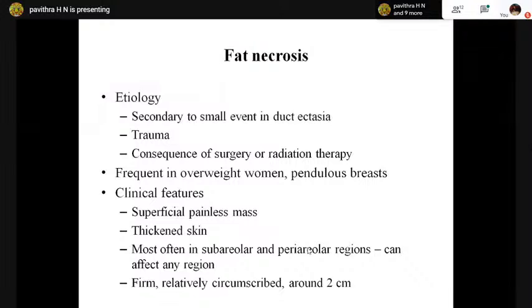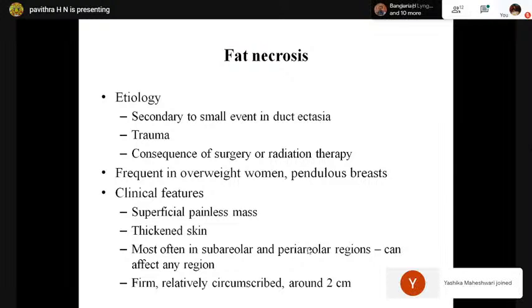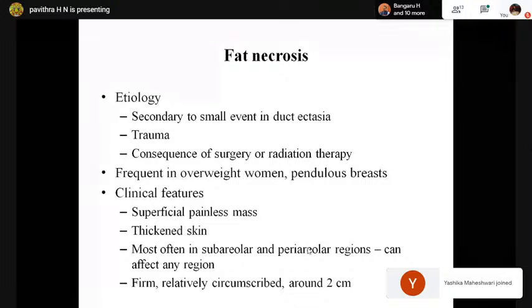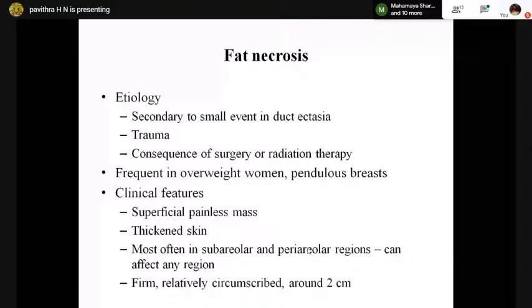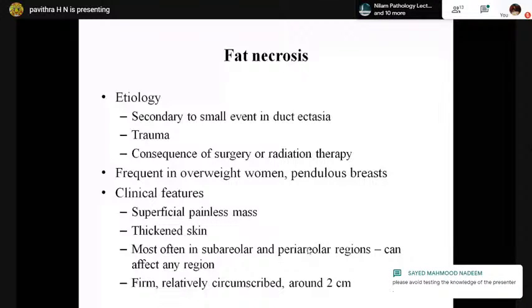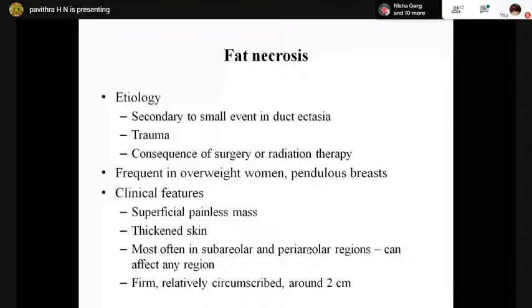To start with, fat necrosis is something we come across in the breast commonly. Also, most of the time, the patient would not give any relevant history when you ask. It may occur secondary to a small event, duct ectasia or trauma, or as a consequence of surgery or radiation therapy. It is frequently seen in women with large, heavy breasts or overweight women.